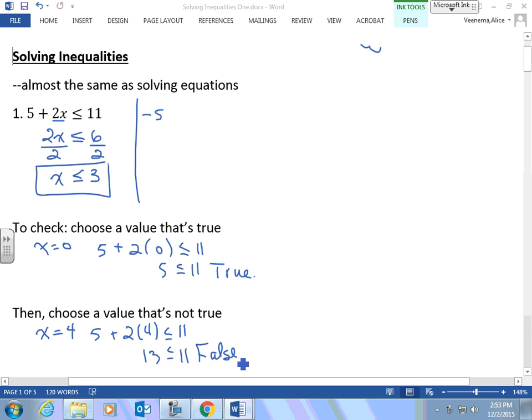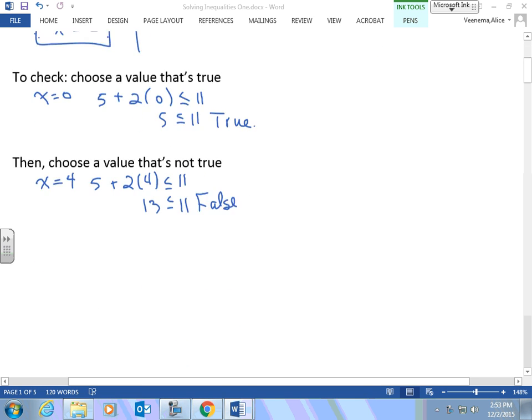The number that was within this interval was true. The number that was outside that interval was false. So this is x less than or equal to 3. We could be pretty confident that that's the correct answer.